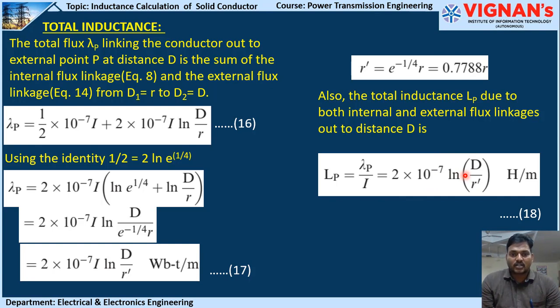Here we add the internal inductance as well as the external inductance. This is the total inductance of the conductor at any point at a distance D from the center of the conductor, having a radius r.